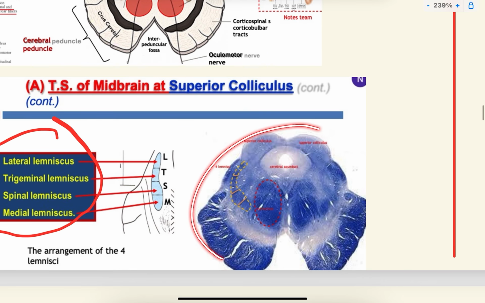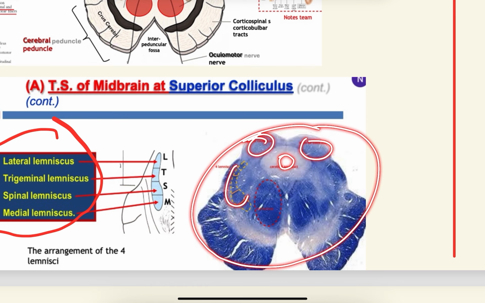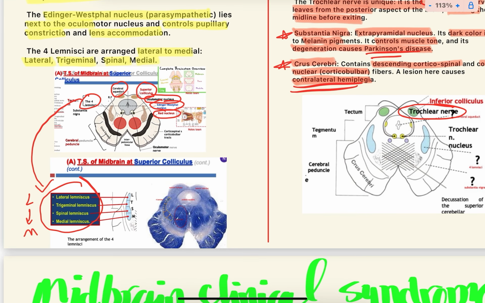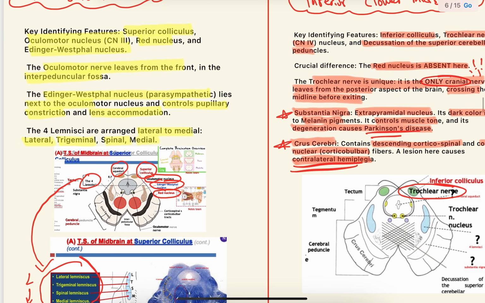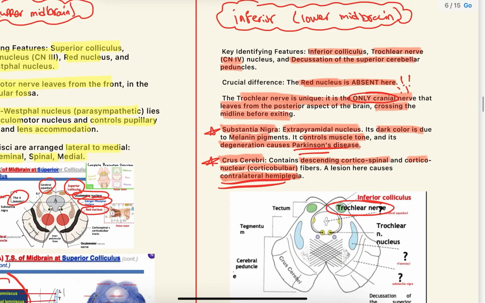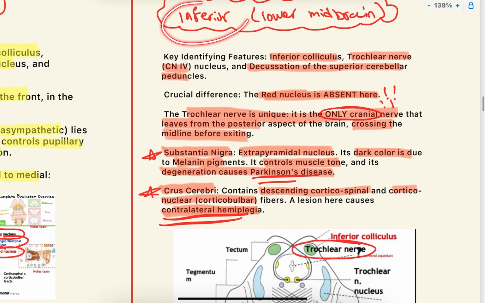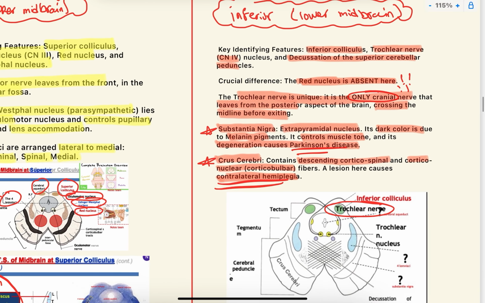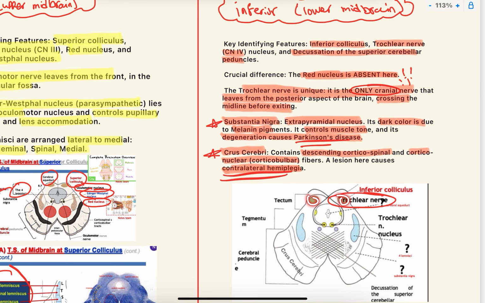And this is how the superior colliculus midbrain would look like: cerebral aqueduct, lemnisci, and the red nucleus, and the substantia nigra. Okay, and the most important features again in it are these: superior colliculus, red nucleus, Edinger-Westphal, oculomotor. Now, how would we differentiate it from the inferior colliculi, or the lower midbrain? So what are we going to see here is the inferior colliculus and the trochlear nerve. Trochlear nerve goes from behind, dorsal.